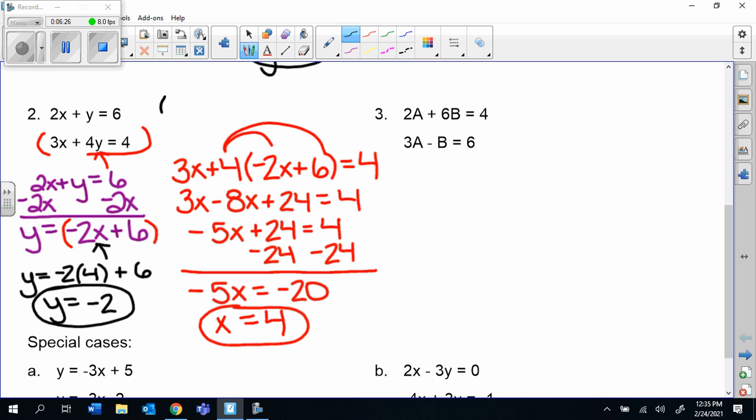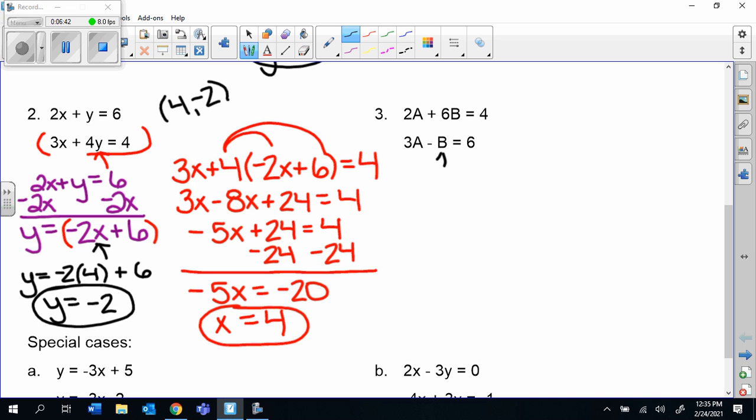And then just write your answer as an ordered pair, 4 comma negative 2. Remember the x goes first. Here's a third one. If you're ready, feel free to pause and try it at any time.